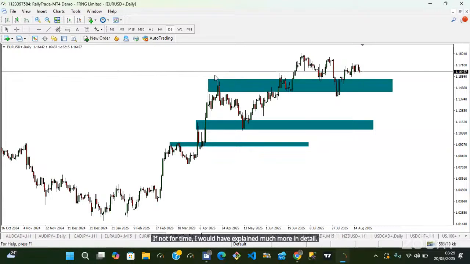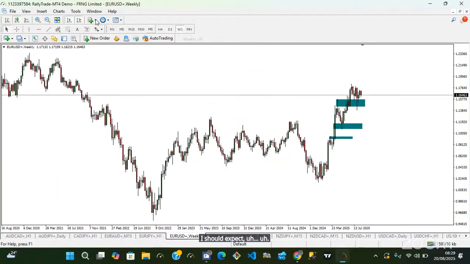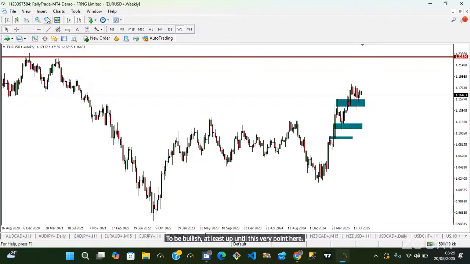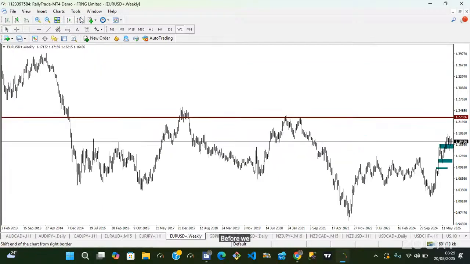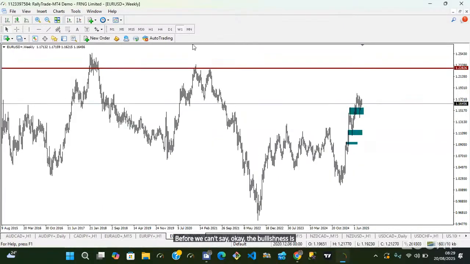All right. So hence you see this point broken, hence price retested, came lower, but it's still above. So on my daily, this is the area where I will still be buying, because I still expect Euro USD to be bullish, at least up until this very point here. Before we can say okay, the bullishness is ending, price should get here, which is still far.